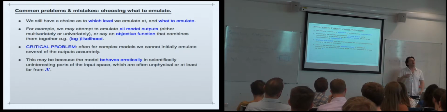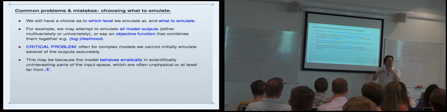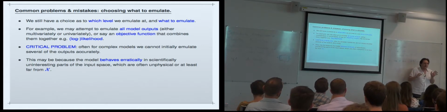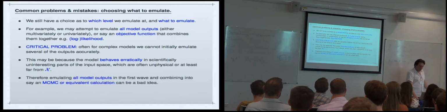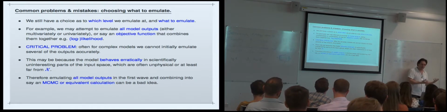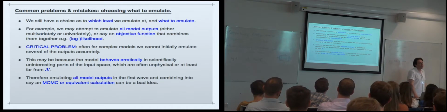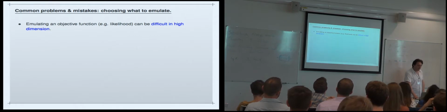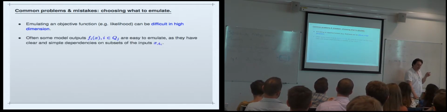Okay? If you wrap all of your model outputs into one big objective function, you'll be trying to emulate an objective function which contains some crazy behavior of your model. And that may be hard to do. You may be lucky, it may be smoothed out and it's not too bad, but it may be very, very hard. So emulating all model outputs in the first iteration and combining into some calculation like a likelihood or like an MCMC or equivalent can be a bad idea. This is more like a warning. In low dimensions, you should be able to get away with it. In moderate dimensions like here, it may be a real problem. So emulating an objective function like a likelihood can be difficult in high dimension.